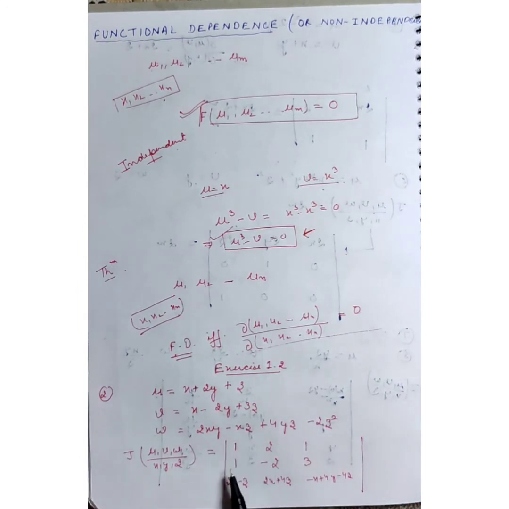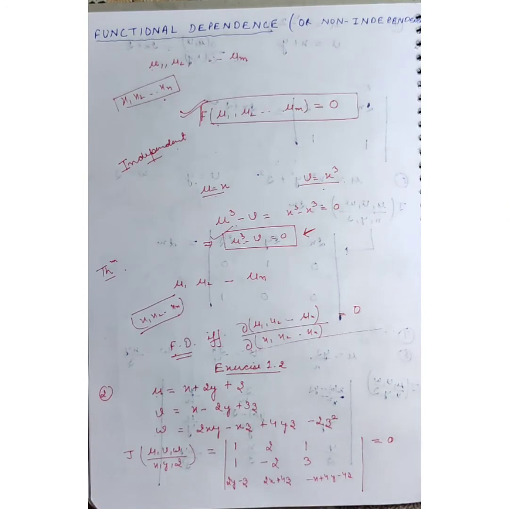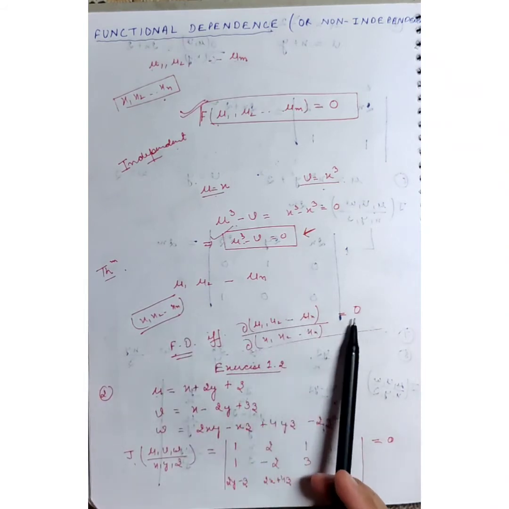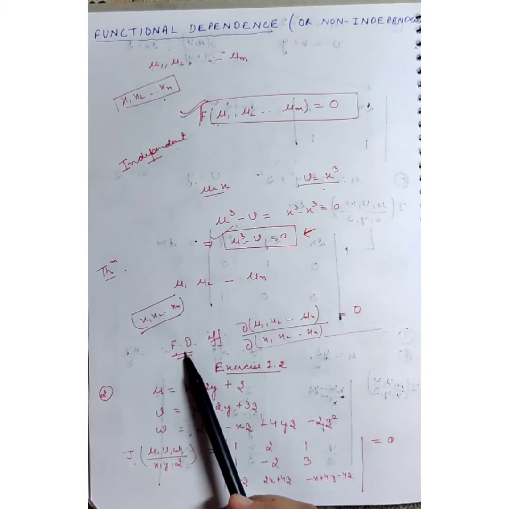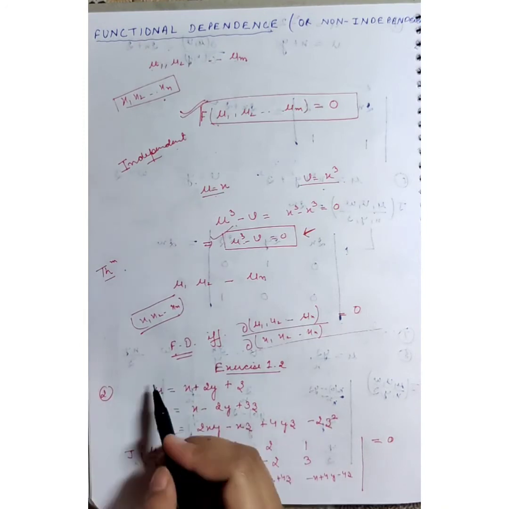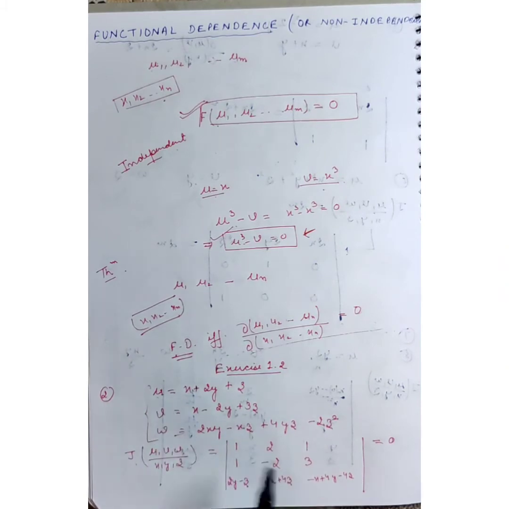Now find the determinant of this 3 cross 3 matrix. It comes out to be 0. Solve it yourself. It is a 3 cross 3 matrix; you just need to find the determinant, but the determinant will be 0. If the determinant is 0, it means the Jacobian is 0. And if the Jacobian of the functions is 0, then the functions are functionally dependent. So we can say that u, v, w are functionally dependent. If they are dependent, then we need to find the relation between u, v and w.